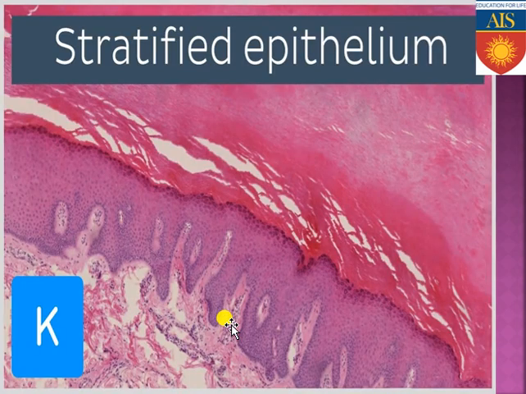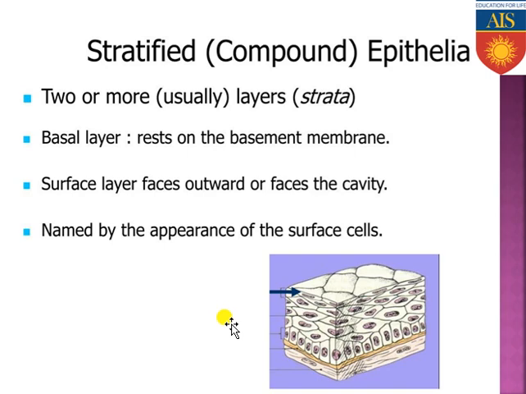Coming to the stratified epithelium, that is the next or last type of epithelial tissue under compound epithelial tissue. In this stratified epithelium, we can see there are two or more layers of cells present. The basal layer always rests on the basement membrane. The surface layer will always face toward the cavities, named by the appearance of the surface cells.